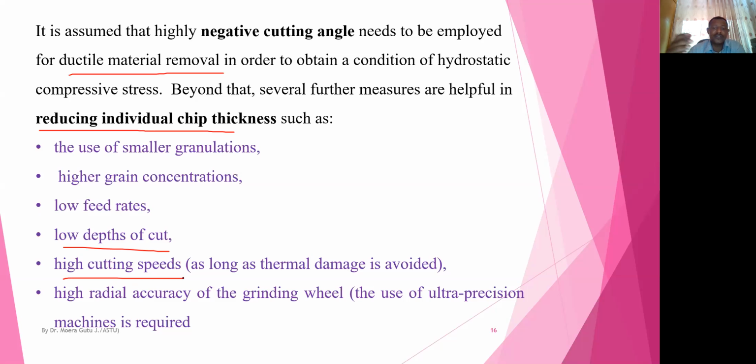It has, of course, a limited value, which is an optimized value. You cannot simply say high. How high is it? It should be specified based on optimizing the cutting tool parameters. A high radial accuracy of a grinding wheel is needed. The use of ultra precision machining is also required. We'll see this one in chapter 5. Ultra precision machining is with high surface finish.